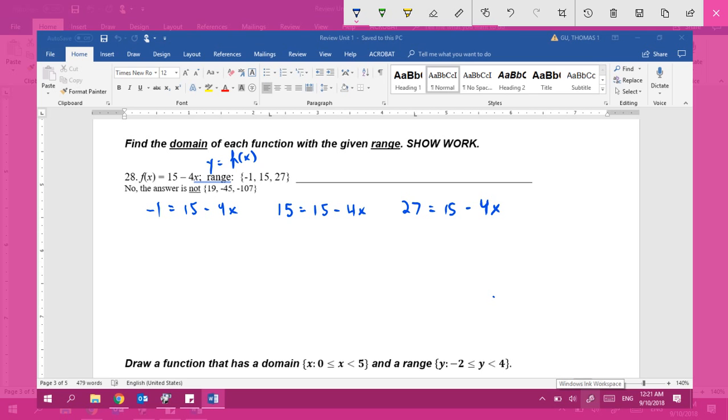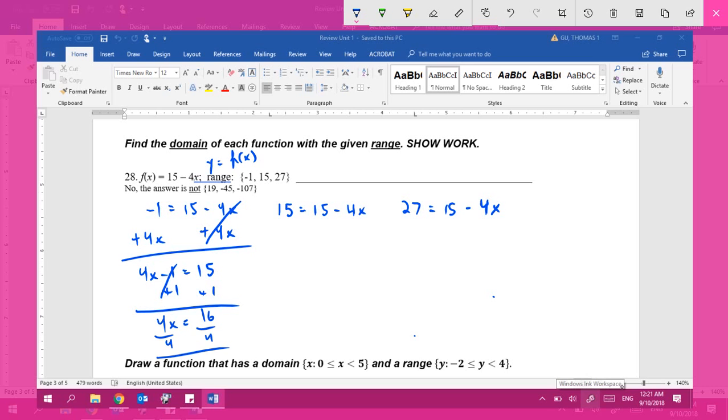And now I'm just going to solve for x in each of these. So I'm going to add 4x to both sides. That gives me 4x minus 1 equals 15. I'm going to add a 1 to both sides. That gives me 4x equals 16. Then divide by 4 to get x by itself. And x equals 4. So that's one of my domains.